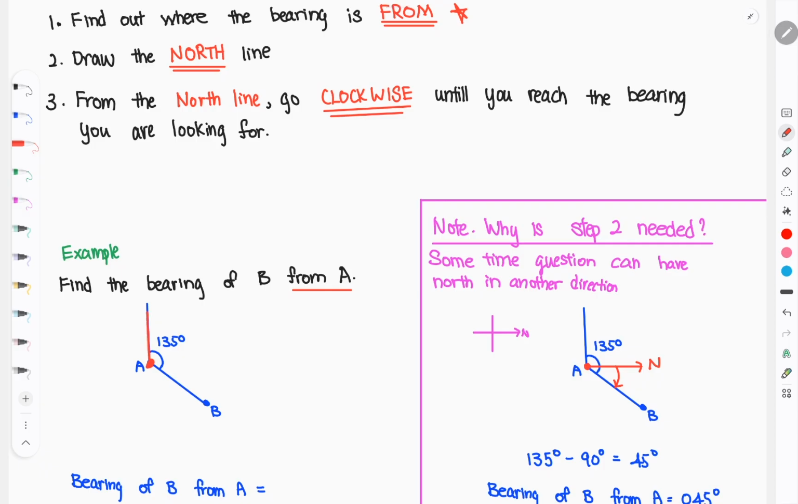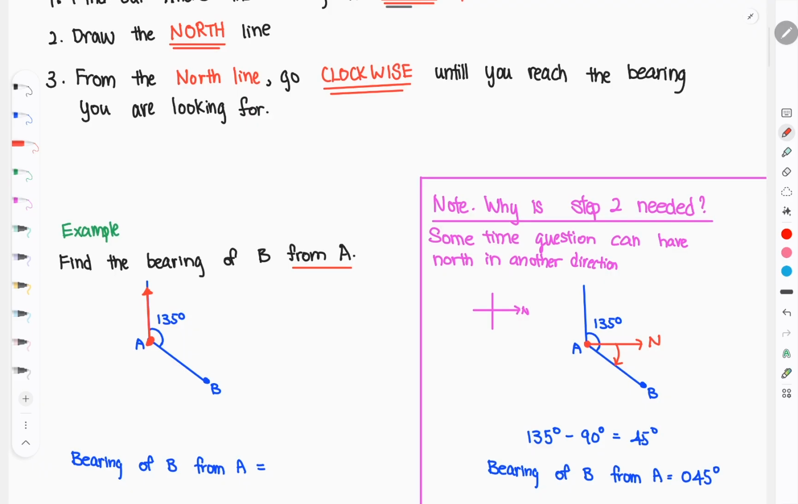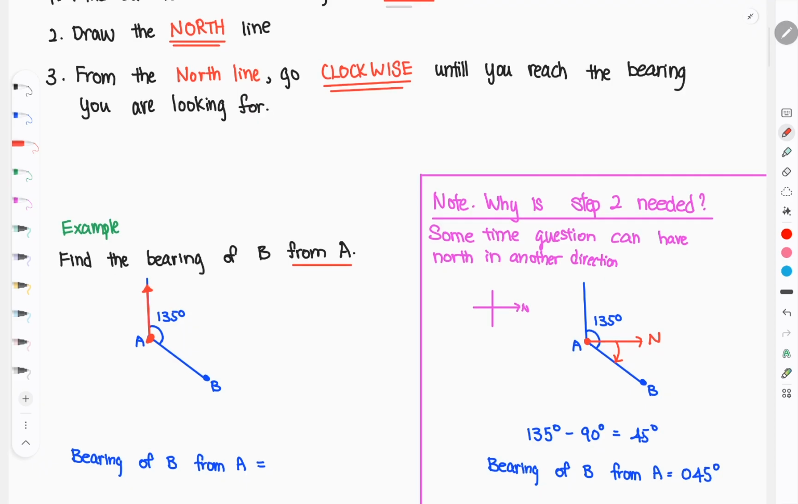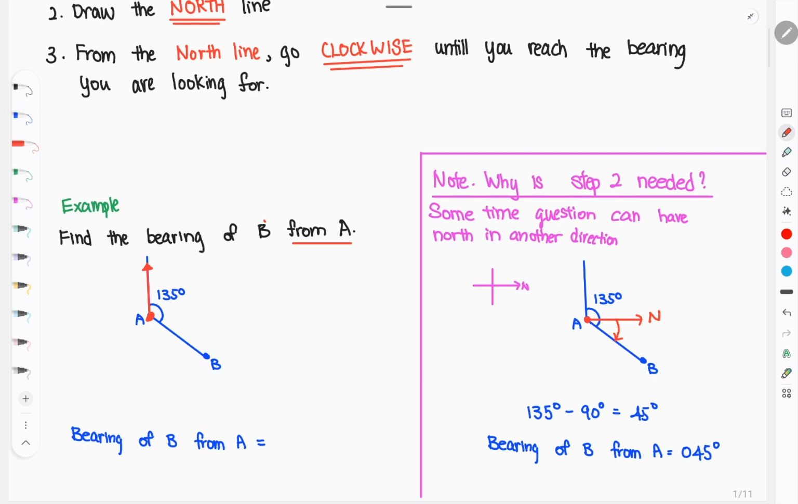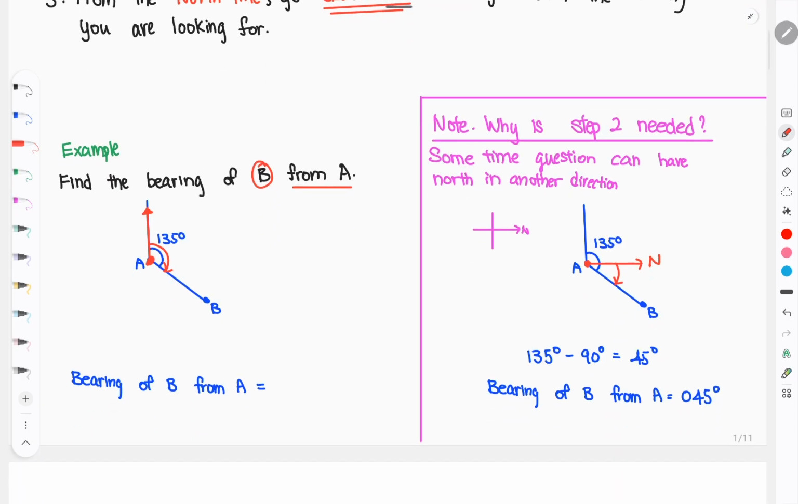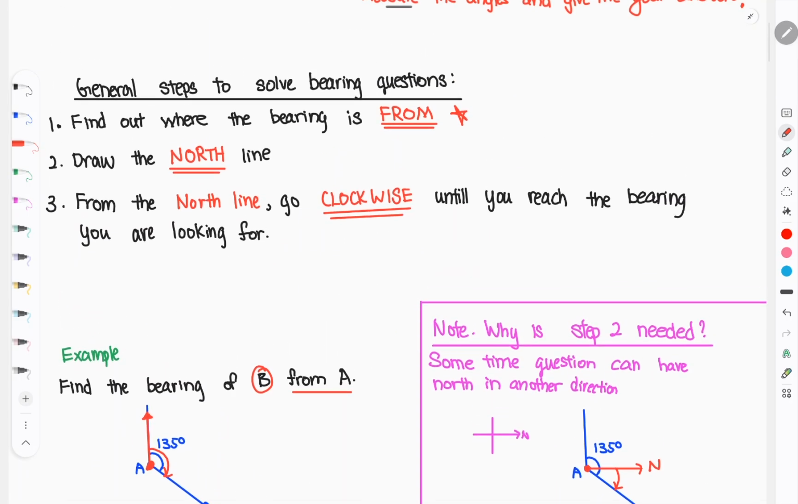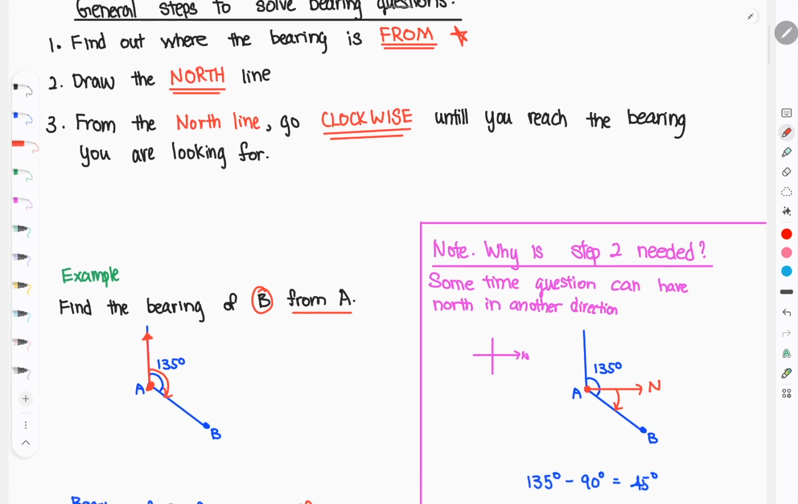If the question never states, north is always upwards. Okay, it's straight ahead. So this is my north line in red color. And then I will go clockwise to the bearing you're looking for. So in this case, I am looking for B. So from the north line, I will draw until I reach B. Okay, so in this case, it will be 135 degrees.